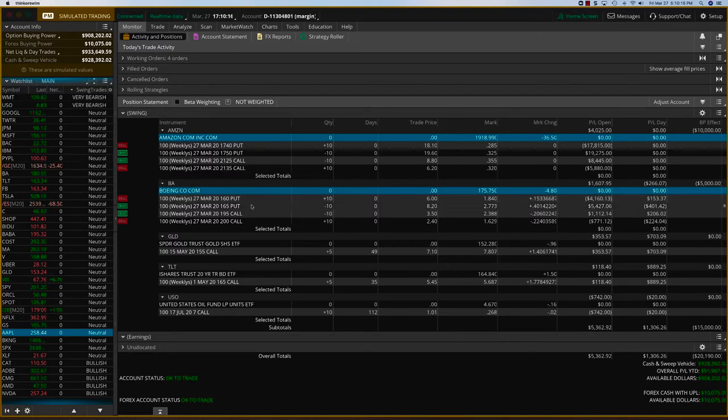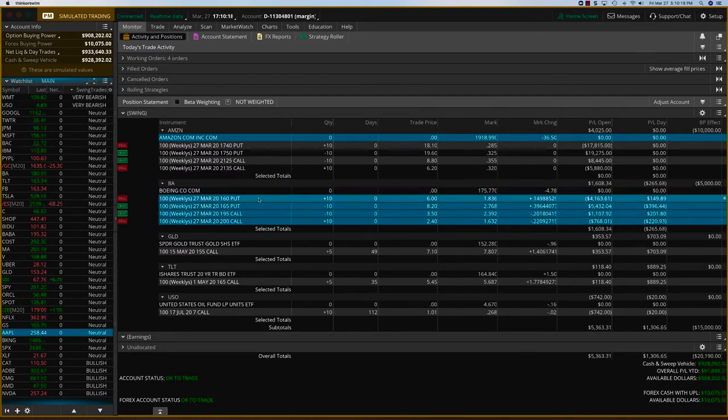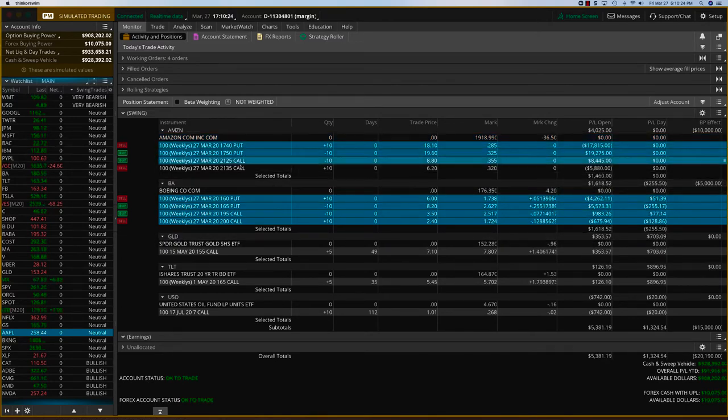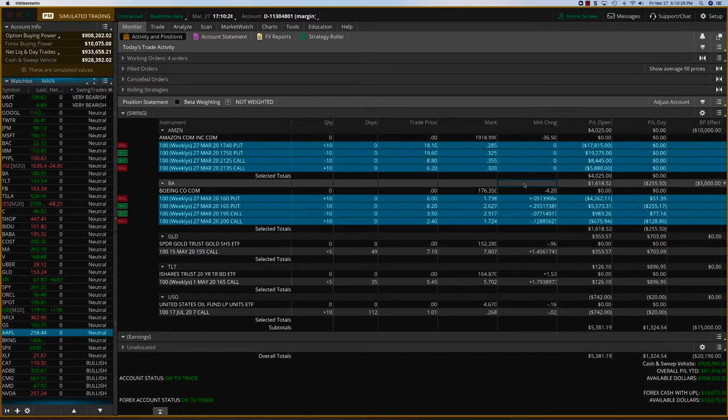This is probably going to expire worthless, as you can see, this iron condor, and that should be a good $2,000 or $2,500 trade. Even the others are doing well. Amazon is also going to expire worthless. These are all fantastic trades.